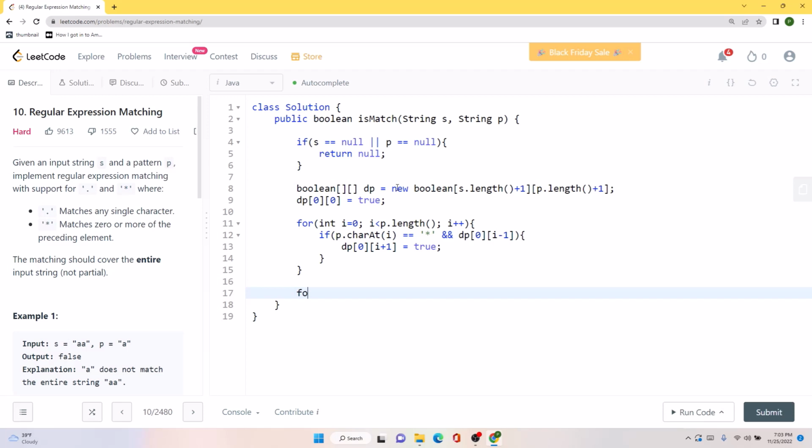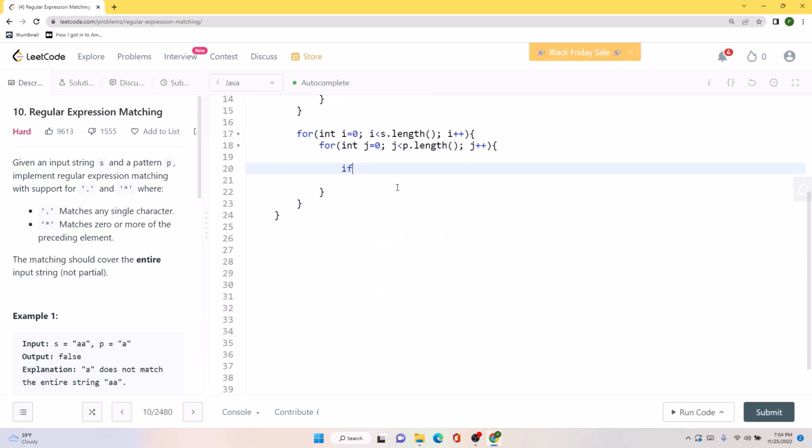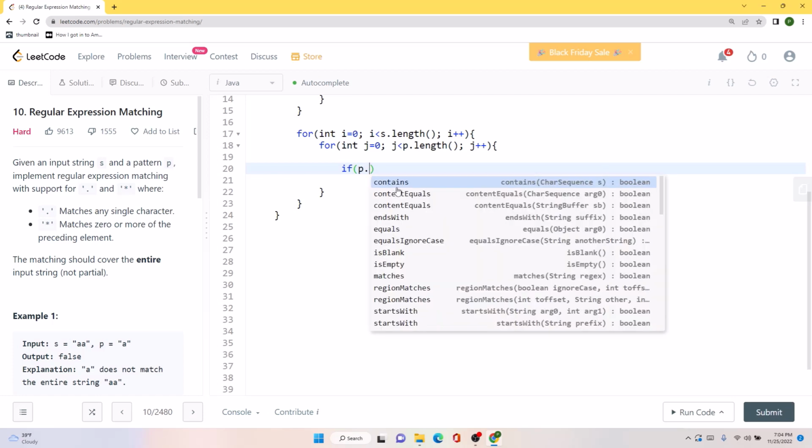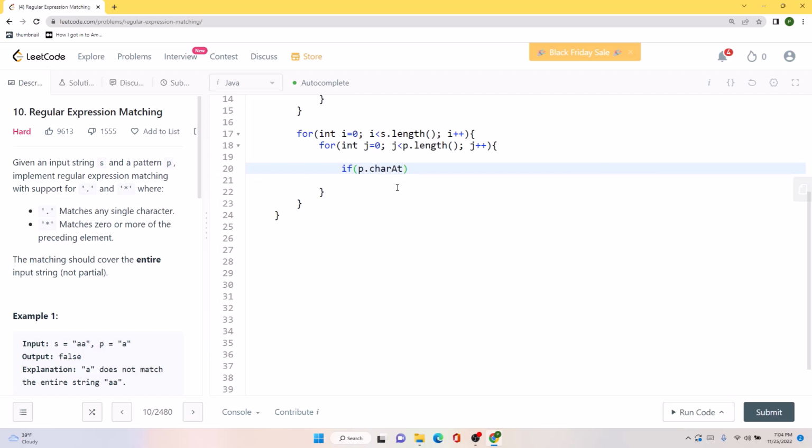Now let's start our loop. We are going to iterate over i and j, which means we are going to do two for loops. Inside the loop, we are going to check for all three different possibilities. The first possibility is that the given character in p is a dot. If that is the case, it would be able to match any single character, so we mark dp of i plus 1 and j plus 1 as its diagonal value.